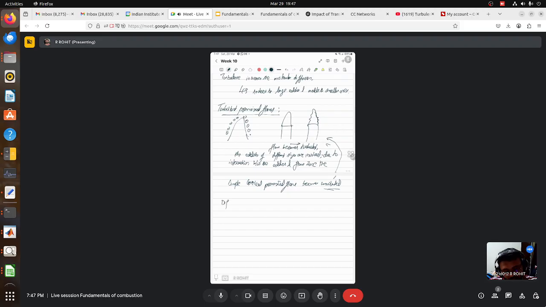So as we see here, the different regions of turbulent premixed flames are based on the magnitude of reaction rate, then length scales, then turbulent intensity.